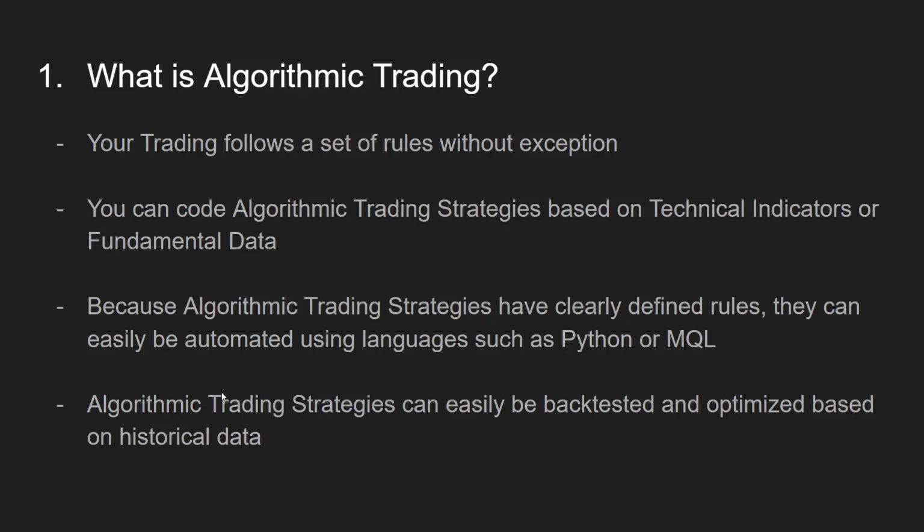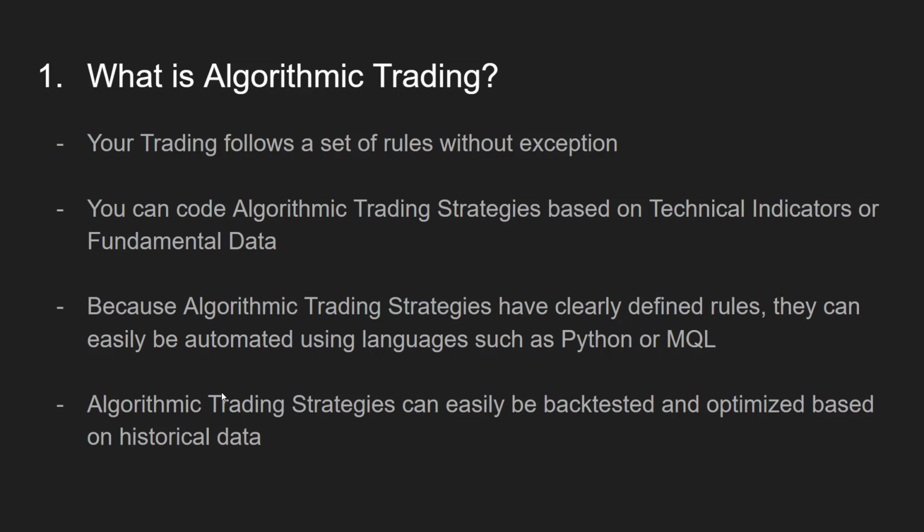Second is that we can code a trading strategy based on technical indicators or fundamental data. So all strategies are basically data oriented and there is no discretion or emotion. Because the trading strategy has clear defined rules, we can easily automate it using languages such as Python or MQL.